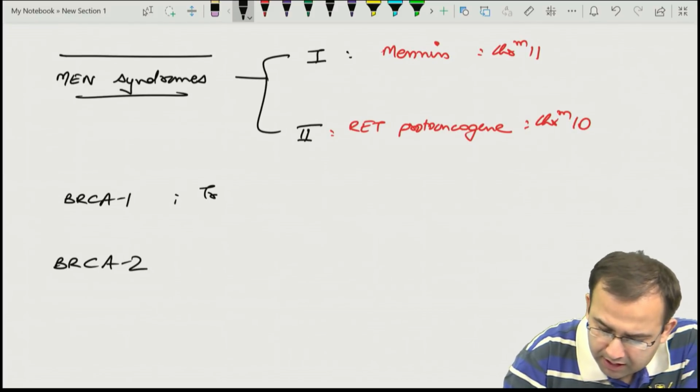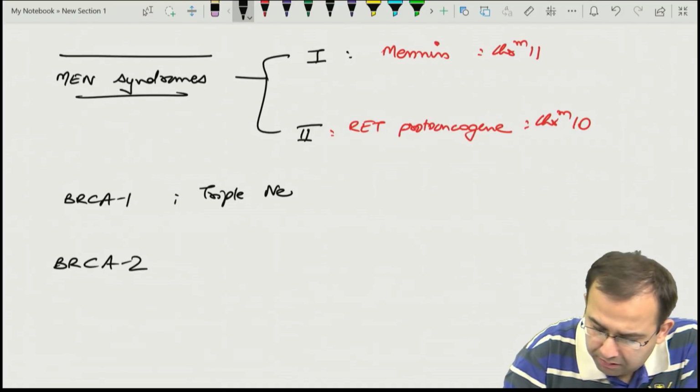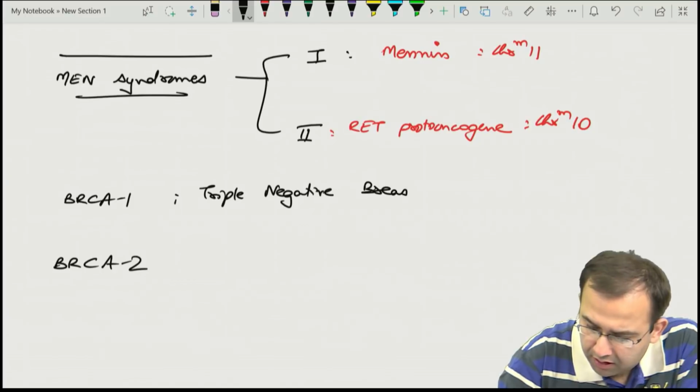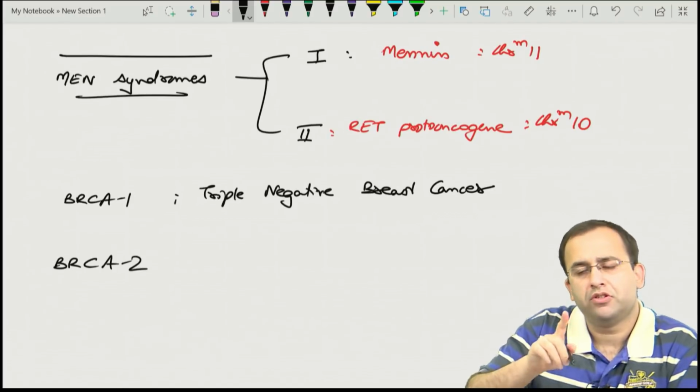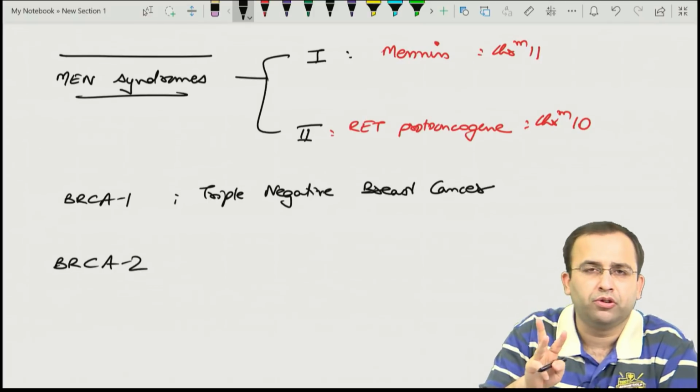Next, last is BRCA1 and BRCA2. BRCA1 is associated with triple negative breast cancer. Triple negative is ER, estrogen receptor, progesterone receptor, HER2 receptor.